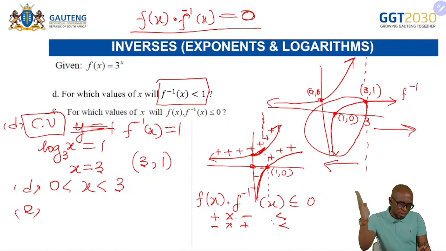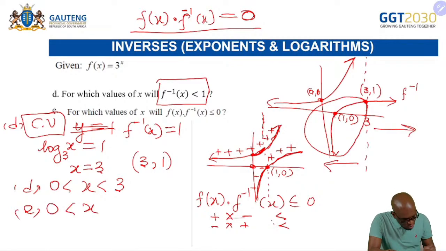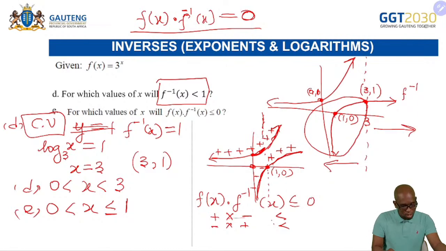If you look at the values greater than 1, you can see that this graph here is positive and this graph here is positive as well. That's not what we want. We want where one is positive and the other is negative. So that would be between 0, which we cannot include because it's the asymptote of the graph of the inverse, and 1, which would be included. So that is what we are basically going to get.